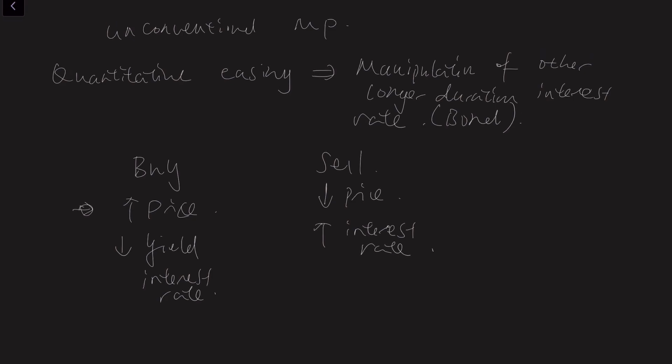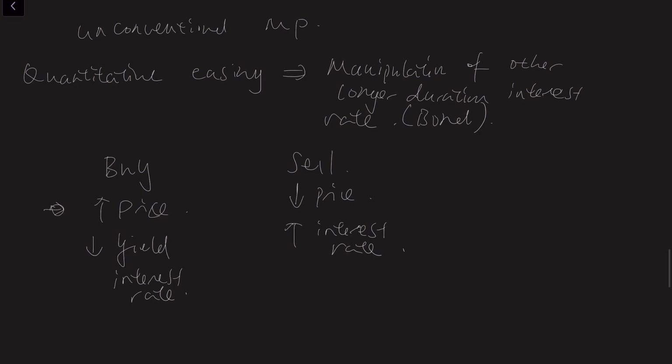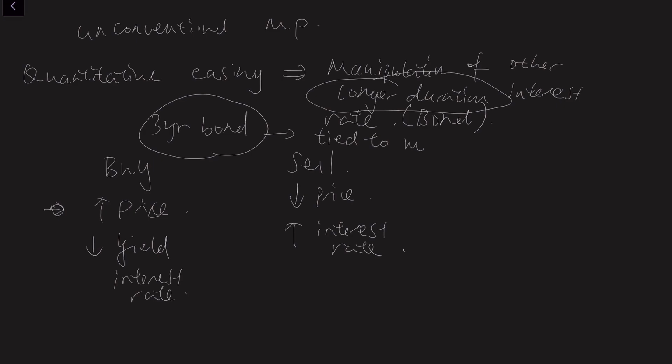So if the central bank wants to change a longer duration interest rate directly, for example, the 3-year government bond. So why does the central bank want to do it? The 3-year bond in Australia is tied to the mortgage rate. And mortgage is the most important source of borrowing for households. So if they can directly change the interest rate on the 3-year bond, they can directly influence the mortgage interest rate.